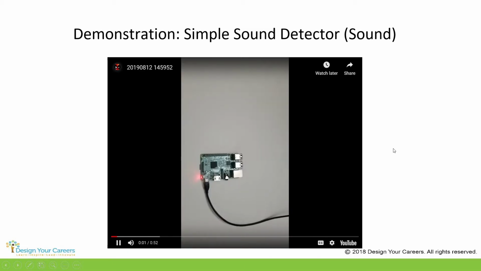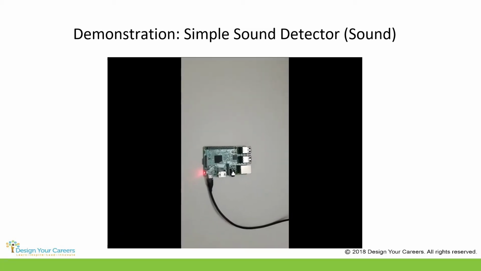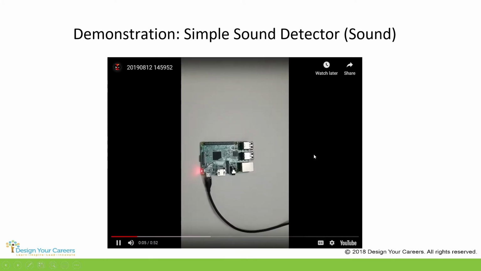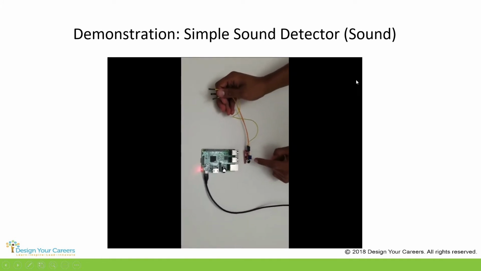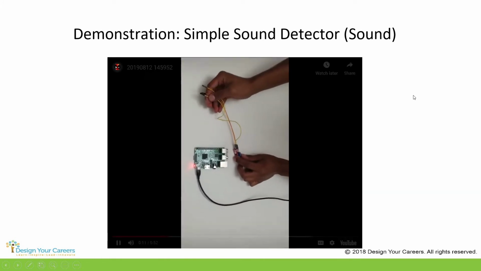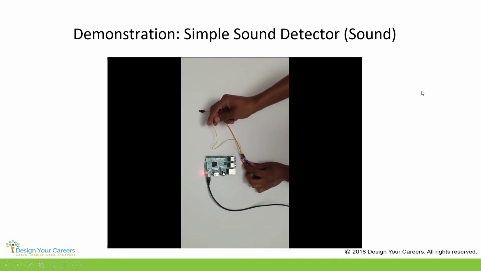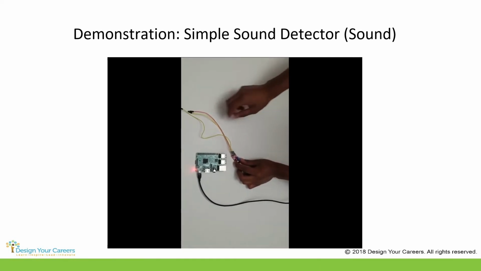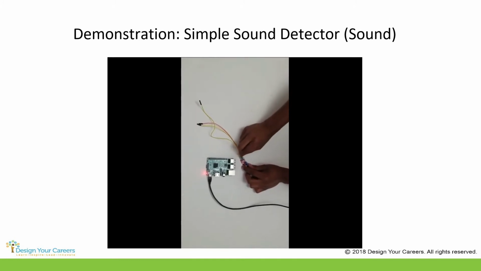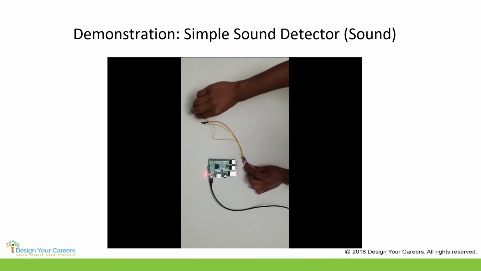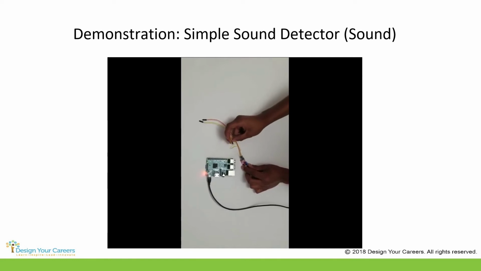This is the first demonstration we're going to do with the Raspberry Pi 3B, and it's with a simple sound detector. This simple sound detector has 4 pins, but we're only going to use 3 of them: power, ground, and analog output. So what you're going to do is connect 3 female-to-female jumper cables to the 3 pins: analog out, ground, and the 5-volt pin.